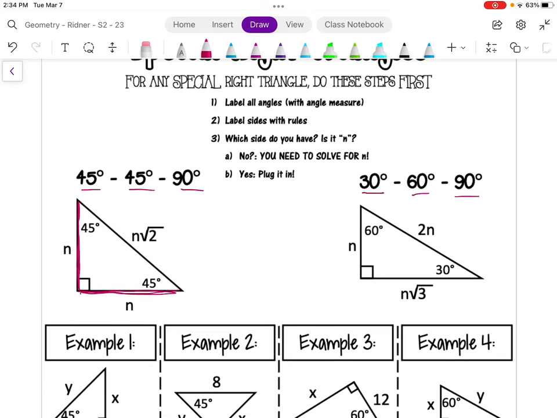For 30, 60, 90, across from the 30-degree angle, you have what I call the short leg. So SL for short leg. Okay. Across from the 60-degree angle, you always have the long leg. And then, as always, across from the 90-degree angle is your hypotenuse. That was true over here as well. This one was the hypotenuse.